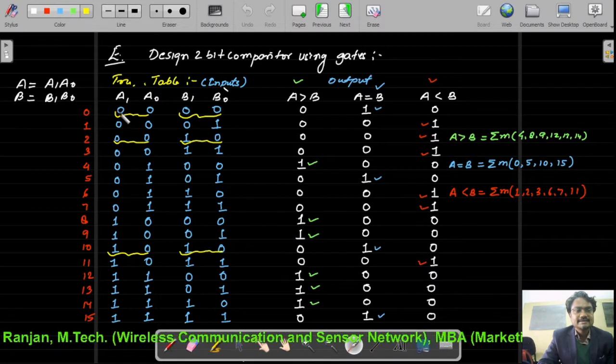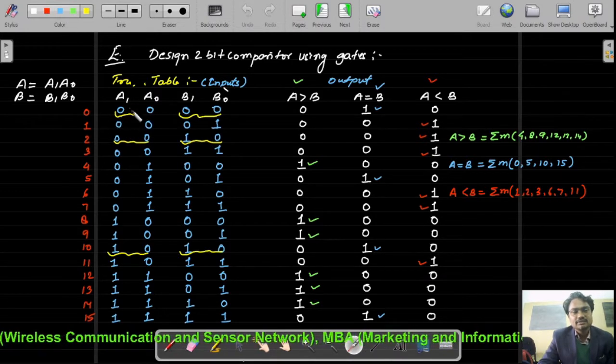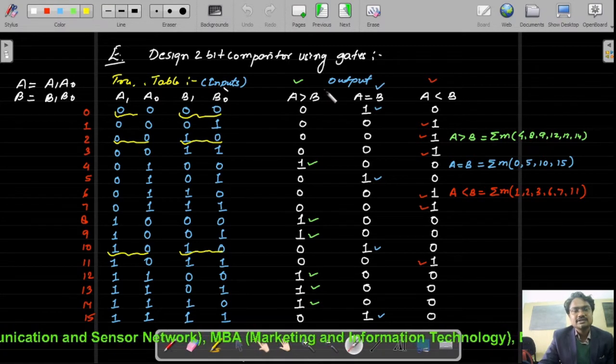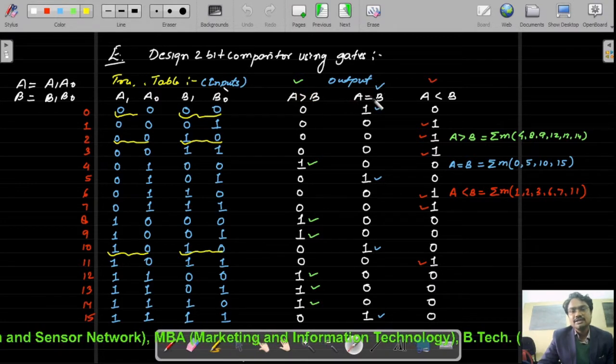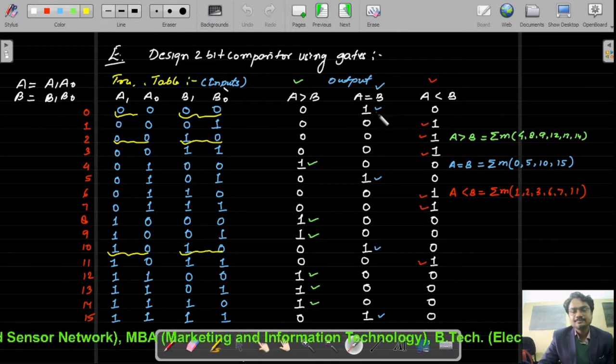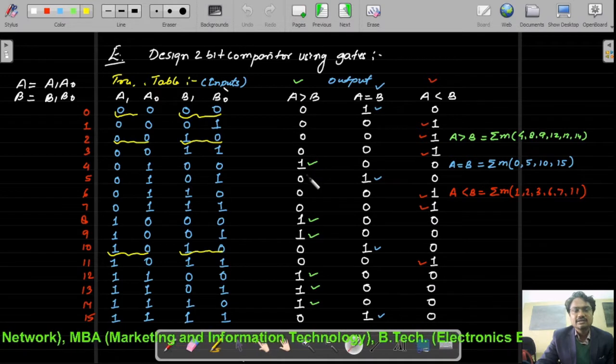So the A0 and A1 columns constitute the 2-bit number, and if we take the decimal equivalent, it will give the magnitude of A, and similarly B0 and B1 together will give the magnitude of B. Based on the 2-digit comparison, we have 3 outputs: A greater than B, A equal to B, and A less than B. Whichever condition is satisfied, we mark in that specific column, and the remaining we put as 0.